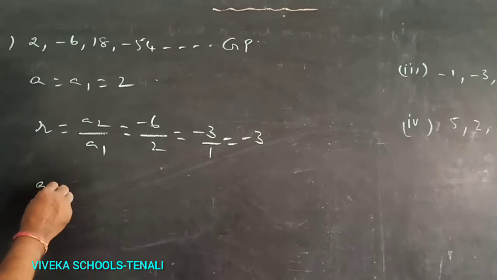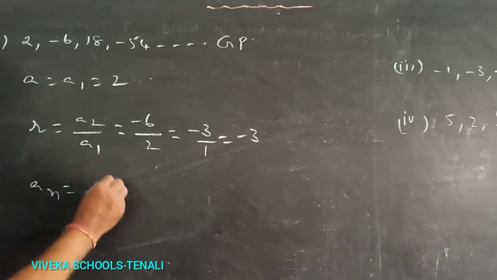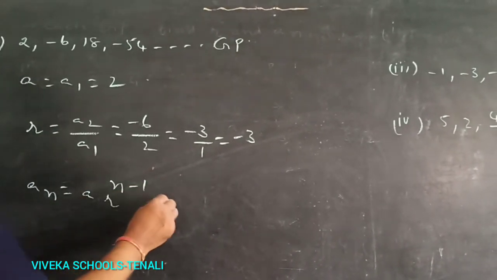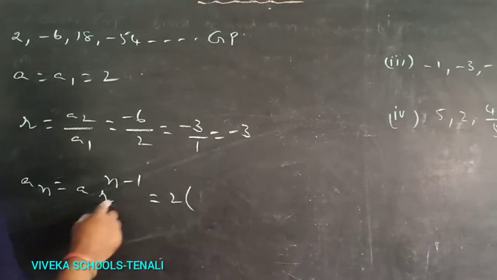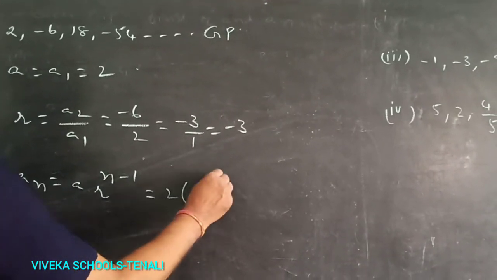Nth term formula: an equals a into r to the power of n minus 1. What is a? 2 into r, minus 3, to the power of n minus 1.